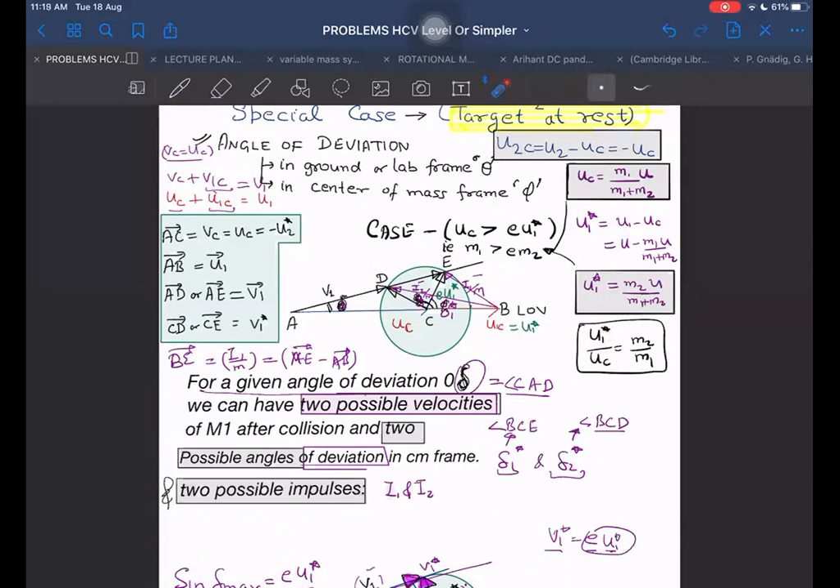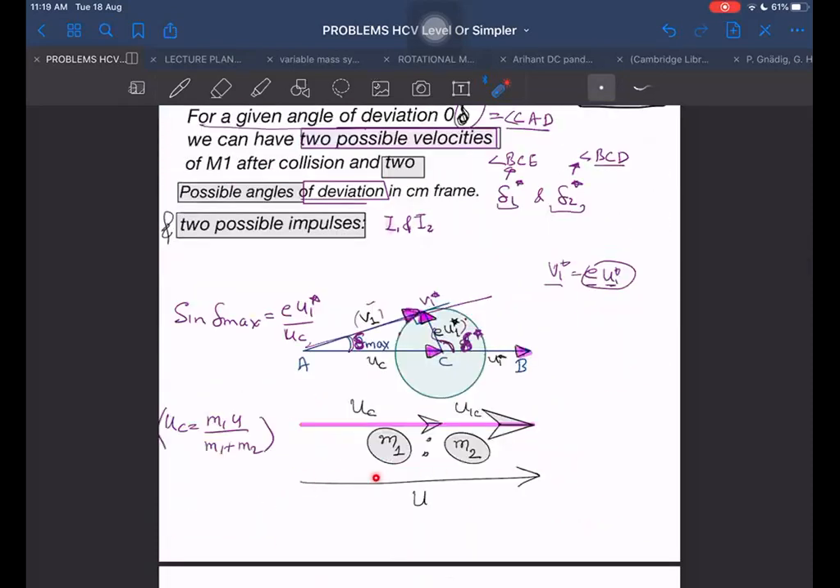U1 star divided by UC is M2 upon M1. Right? It is a very interesting formula. It is M2 upon M1. Then the total initial velocity, in what ratio can we divide it if I want to obtain UC and U1C? It is divided in the ratio M1 is to M2.